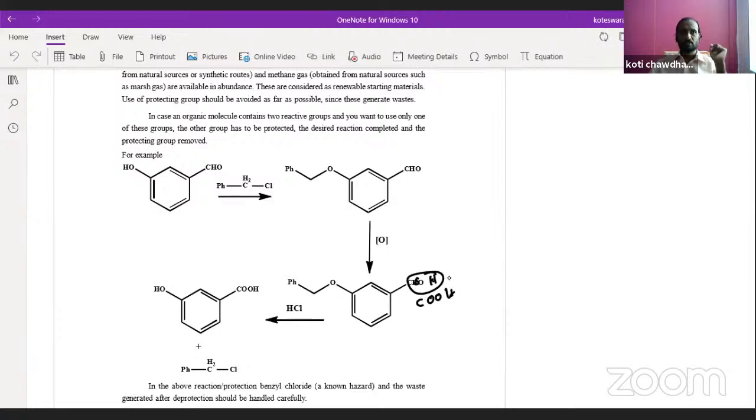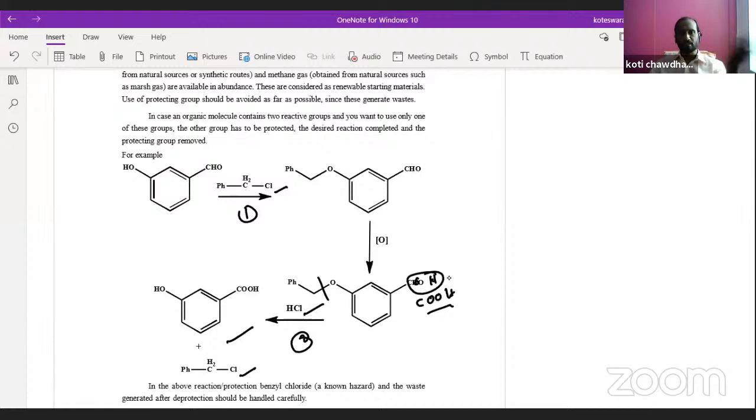After that our desired product is generated, then we treat it with the HCl solution. Then this carbon-oxygen bond will be broken down into the corresponding alcohol. Then our desired product is generated, and whatever protecting group we have previously used is also generated here. Now here, protection is one step and deprotection is a second step. These two additional steps are required.